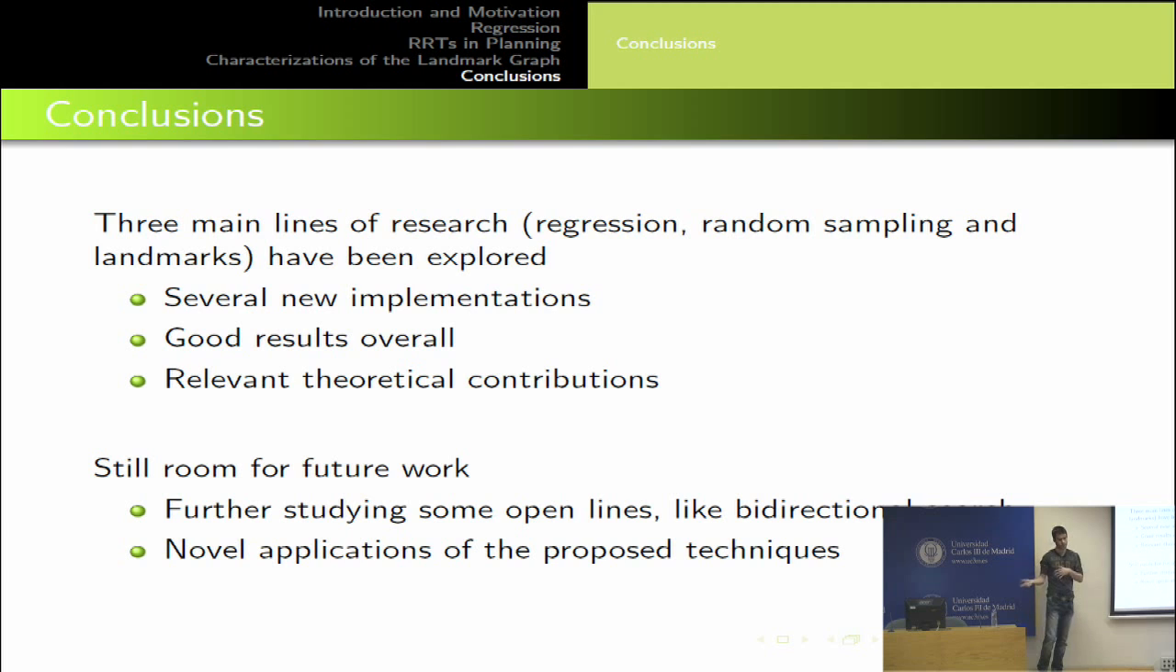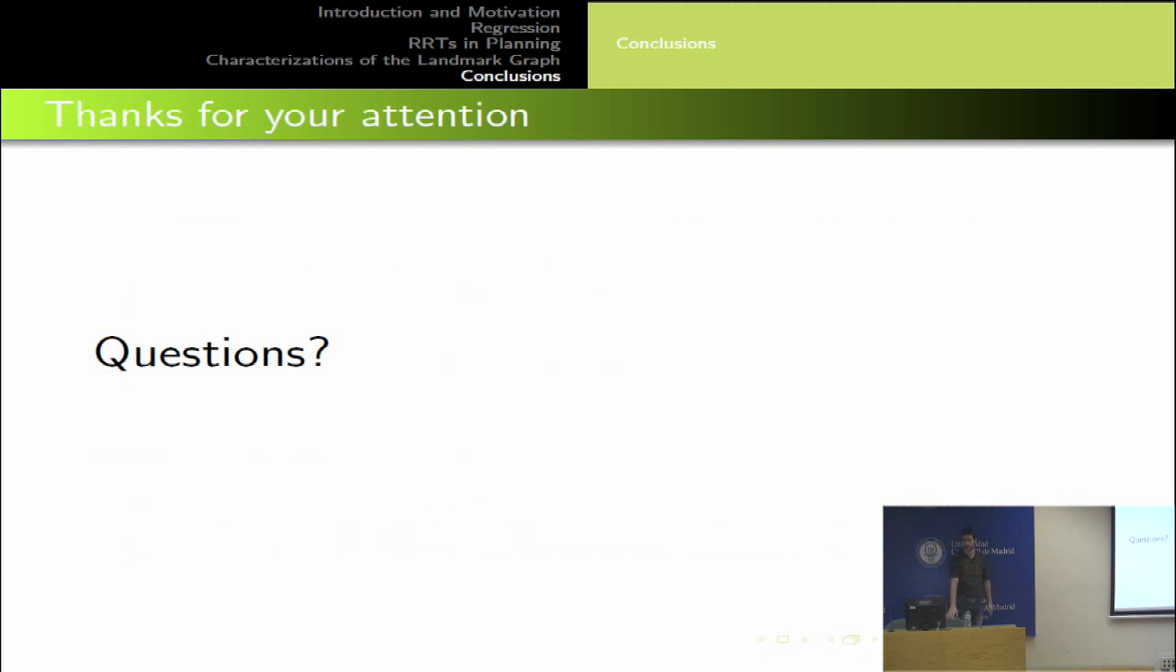How bidirectional search works in satisficing planning, which has been analyzed in a paper that we just published. Some novel applications of these landmark characterizations, like, for example, using not forward chaining planners, but rather planners that look in the space of plans to divide the problem, and so on. And that's it. Thanks for your attention.